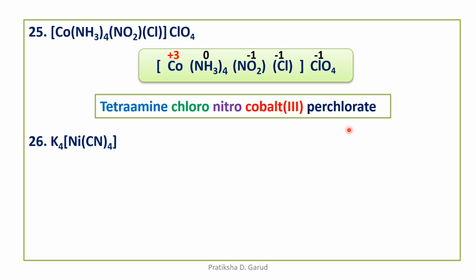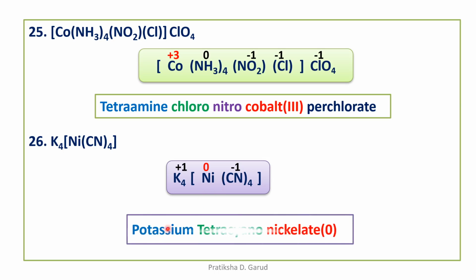Next example, K4[Ni(CN)4]. The same, that is an example of the anionic complex. Again in this, the nickel, that is Ni, is the central metal atom, CN that is cyanide, it is negative, therefore having the -1 charge. There are 4 CN, therefore total charge becomes -4. Potassium is a cation +1. For 1 potassium there are 4 potassium, therefore total charge becomes +4, and hence the complex should have the charge -4. So the oxidation number of the nickel becomes 0.